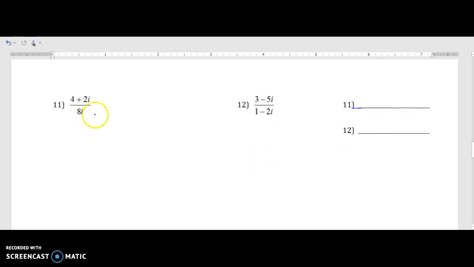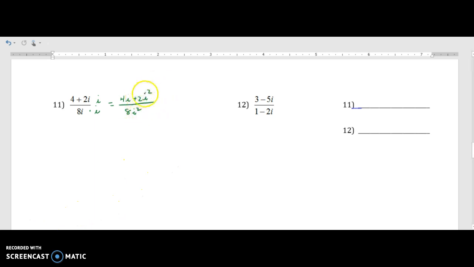Now, number 11. All you had to do here was multiply by i. All right? Now, you can multiply by 8i, but you're just going to have a lot more simplifying to do. So anytime you just have a number times i in the denominator, multiply by i. So that would give me 4i plus 2i squared all over 8i squared.